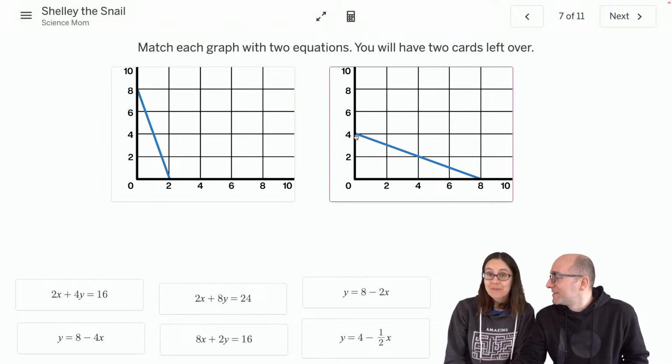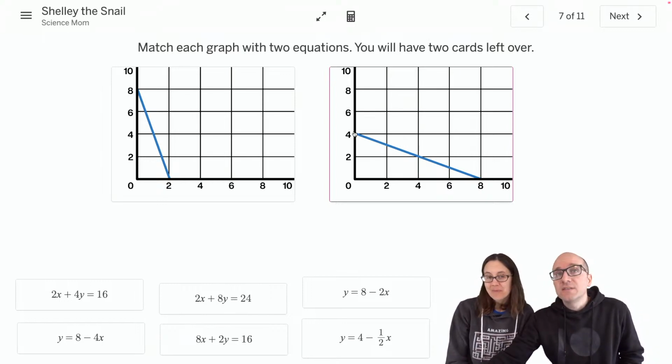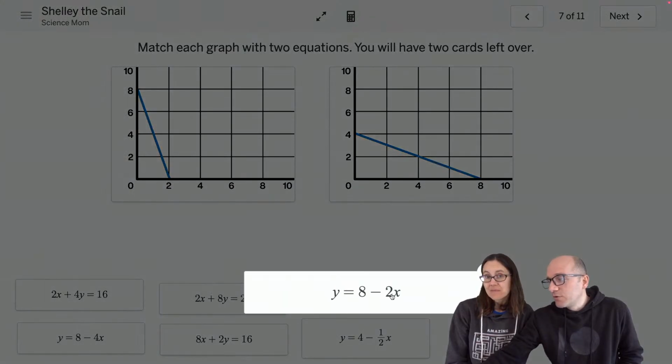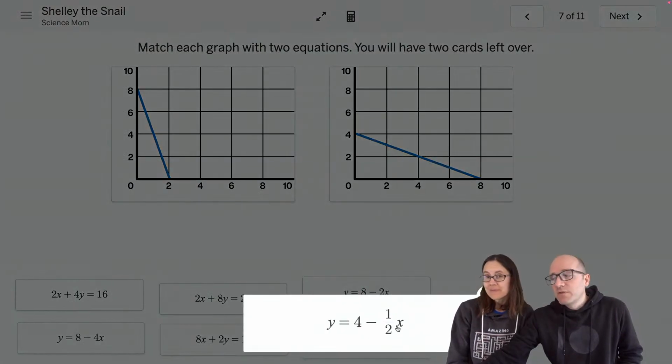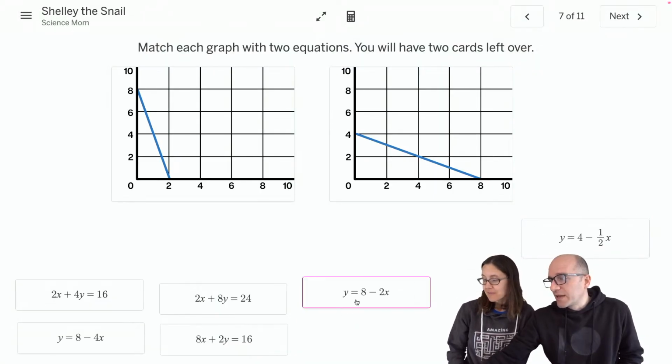You read my mind, science mom. That's right. So the point 0, 4 has to be on this line, right? So let's test it. Let's just look at one equation at a time. If I plug in 0 for x and 4 for y, I would get 4 equals 8 minus 0. Nope. That is not true. On this one, if I plug in 0, ooh, that one actually works. I would get 4 equals 4, okay, and that is correct. So I'm going to put it up here. It's a suspect. It might work.